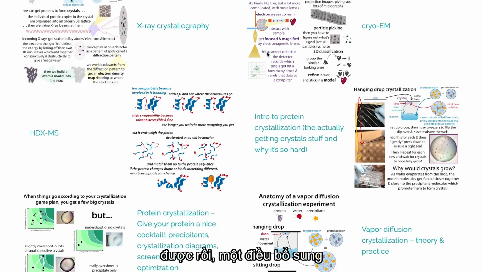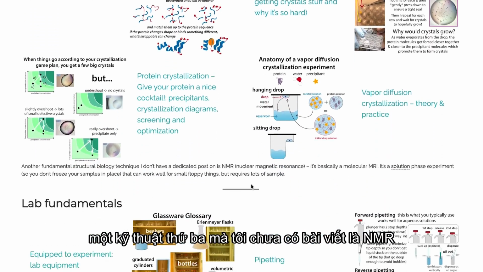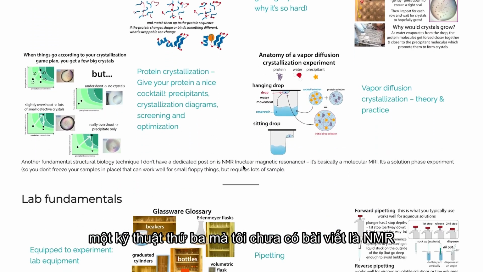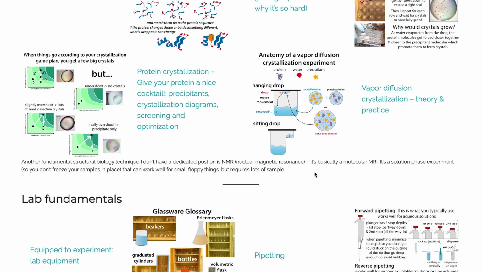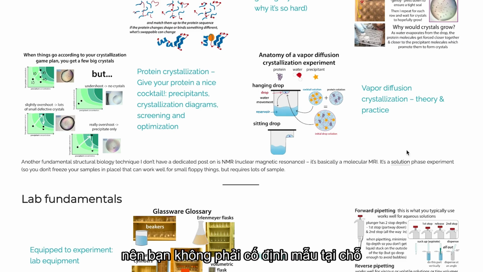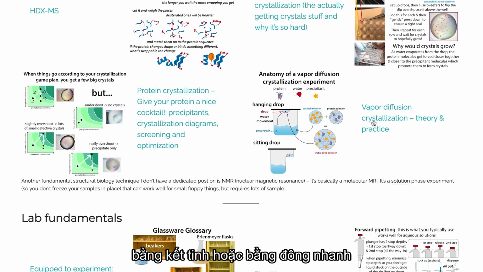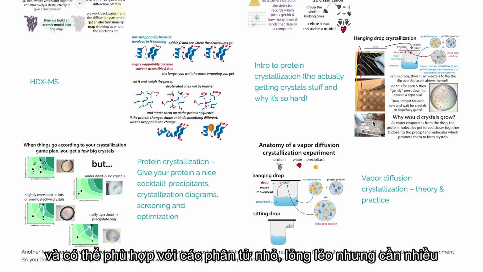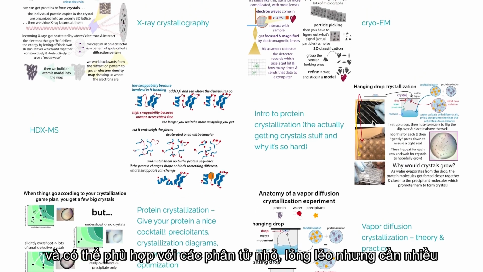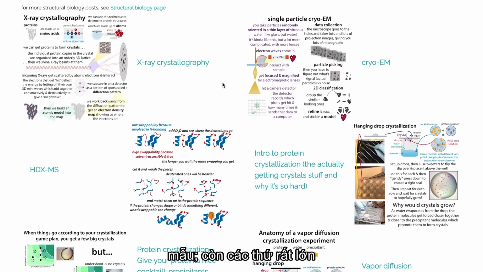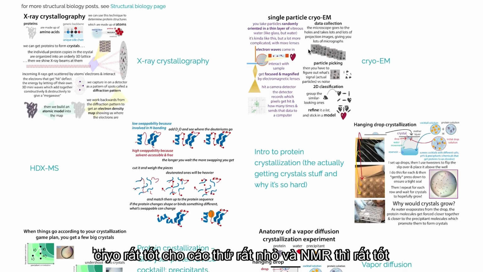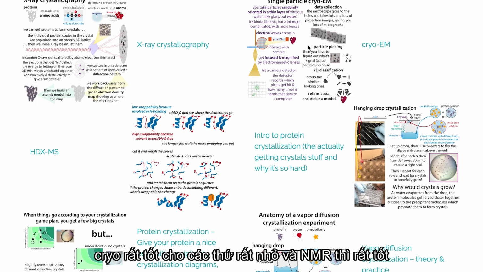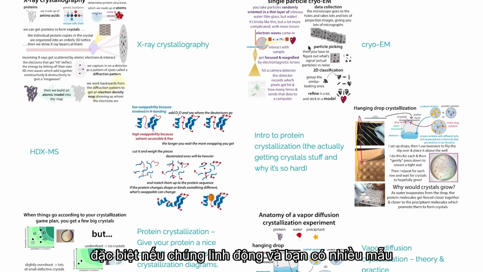Another third technique that I don't really have a post on is NMR, or nuclear magnetic resonance. It's basically a molecular MRI. It's a solution phase experiment, so you don't freeze your samples in place, either through crystallization or through flash freezing. And so it can work well for small floppy things, but it requires a lot of sample. So for really big things, cryo-EM is great. For really small things, NMR is great, especially if those things are floppy and you have a lot of them.